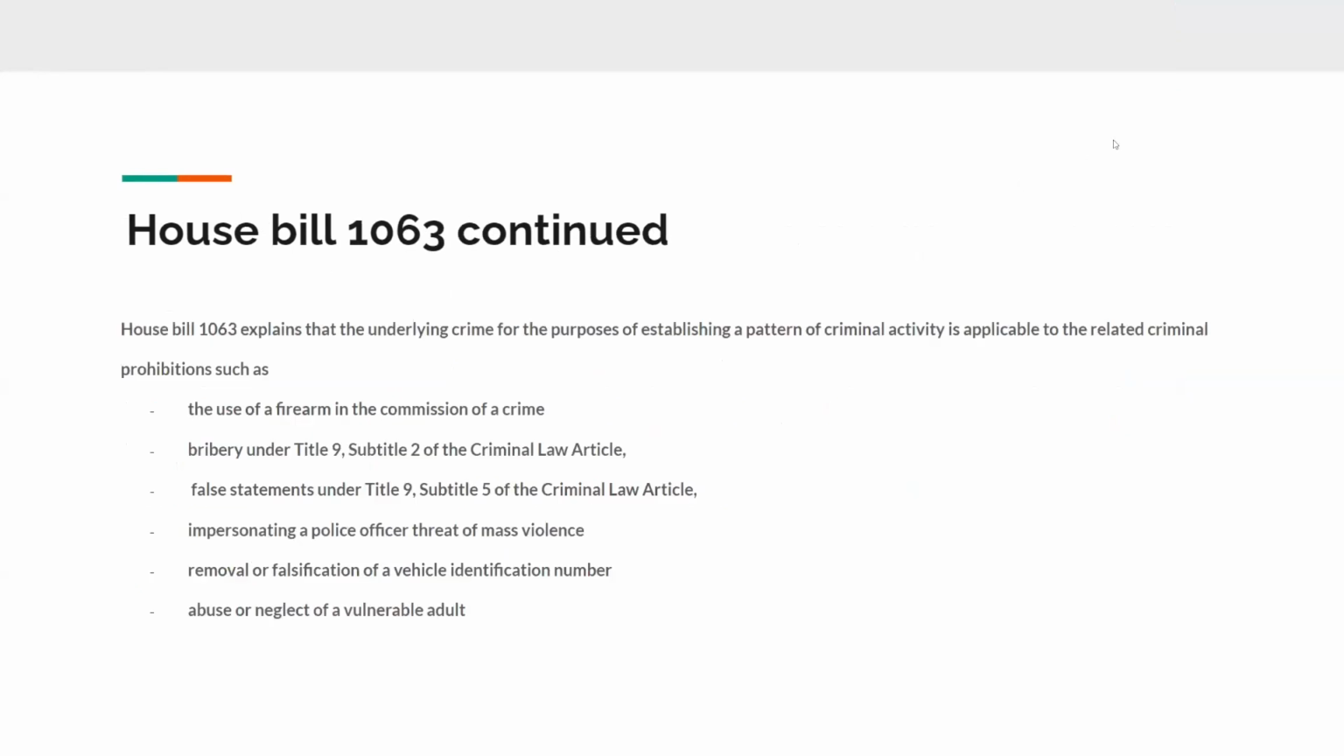So House Bill 1063 explains that the underlying crime for the purposes of establishing a pattern of criminal activity is applicable to the related criminal prohibitions such as the use of a firearm in the commission of a crime, bribery under Title 9, Subtitle 2 of the criminal law article, false statements under Title 9, Subtitle 5 of the criminal law article, impersonating a police officer, threat of a mass violence, removal or falsification of a vehicle identification number, and abuse or neglect of a vulnerable adult.